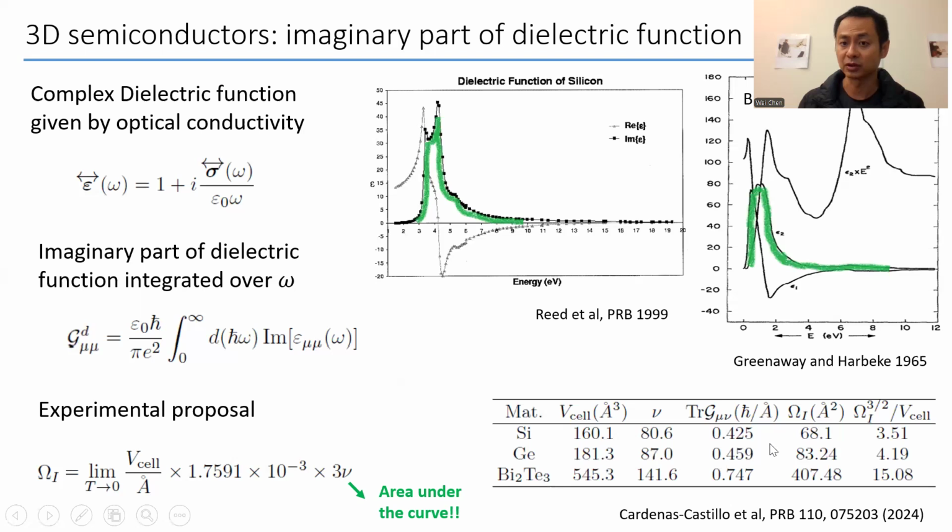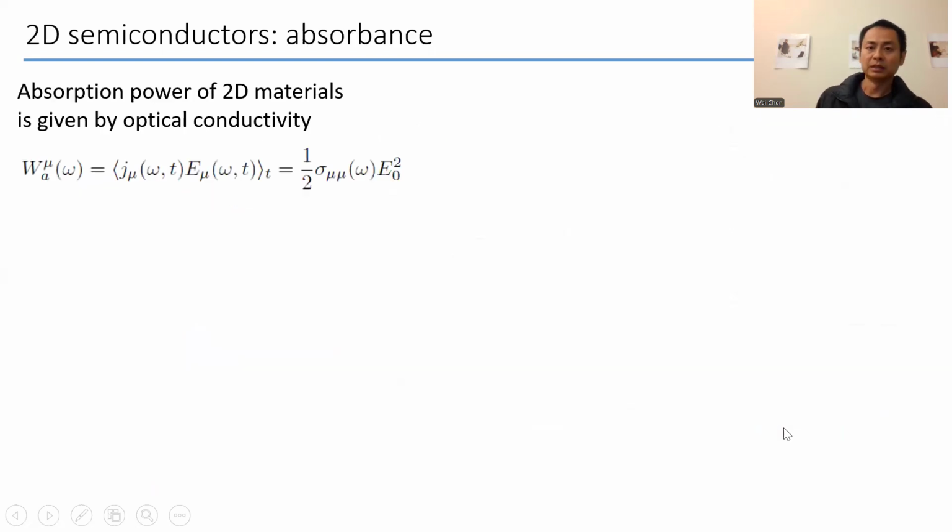For instance, for silicon it is 68, for germanium it is about 83, and for bismuth telluride it is about 407, in units of angstrom squared. And you also get the trace of this fidelity number in absolute scale, given by these numbers. Now, these are the 3D semiconductors.